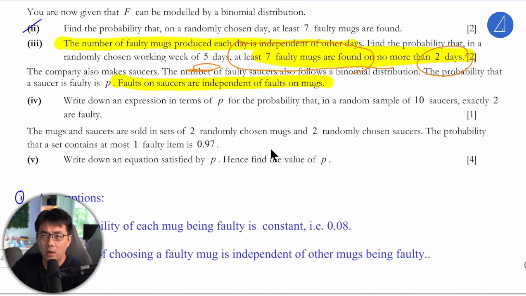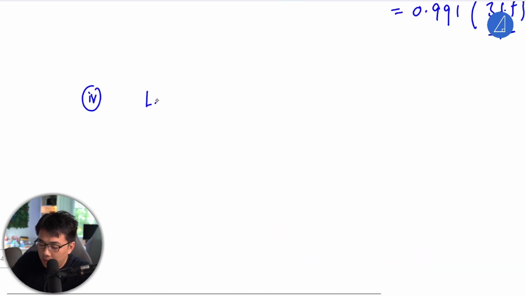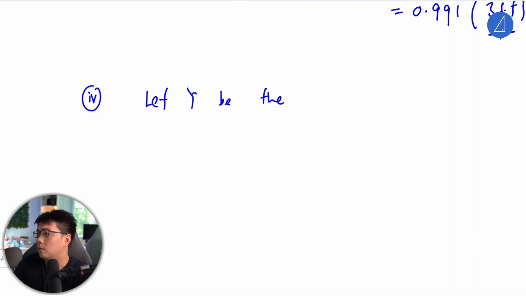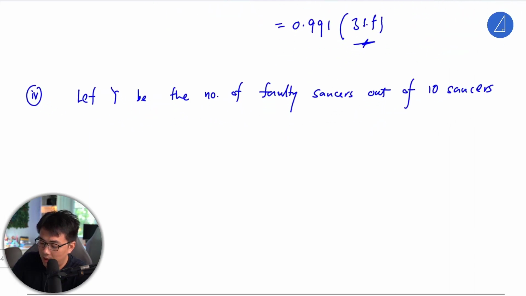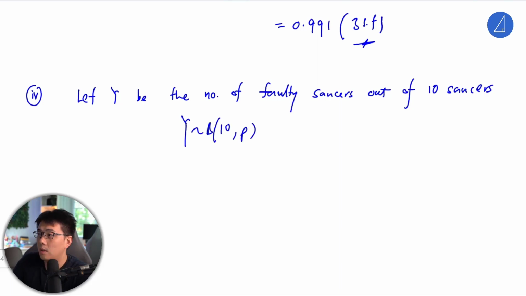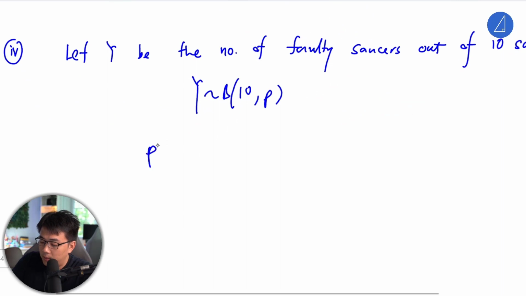I think this is quite okay. Firstly, I'm going to let Y be the number of faulty saucers out of 10. So here what we get is Y follows binomial with 10 and p. Exactly 2 are faulty, meaning P(Y = 2) is the required probability expression.